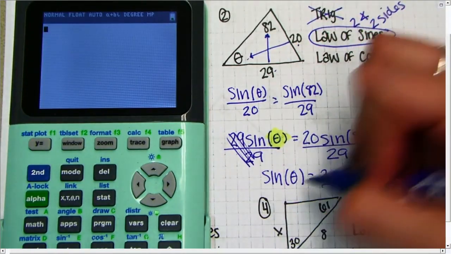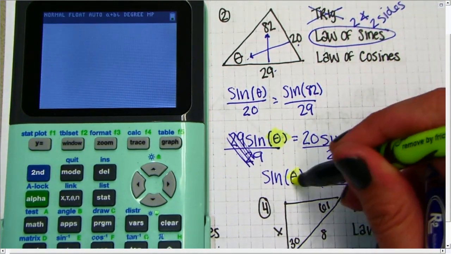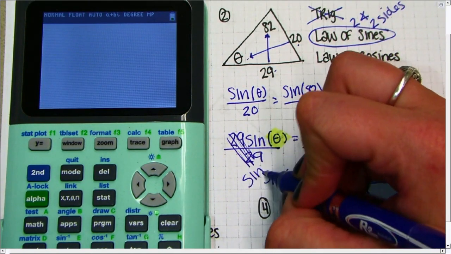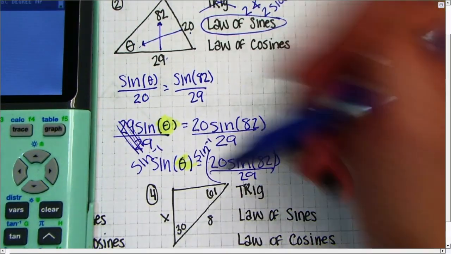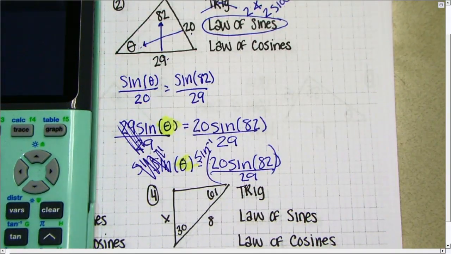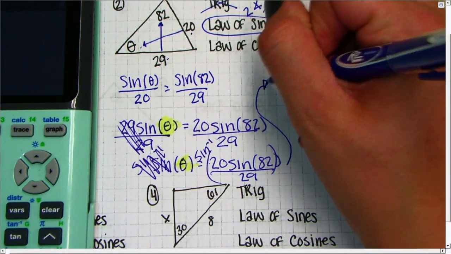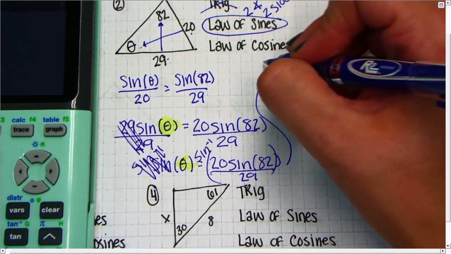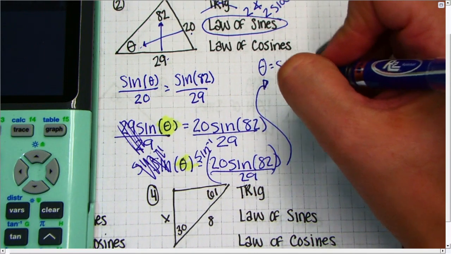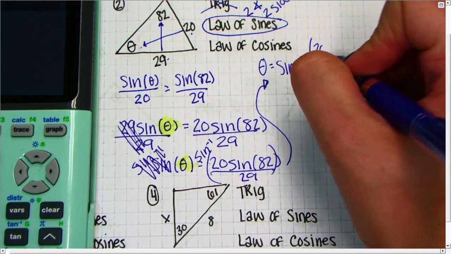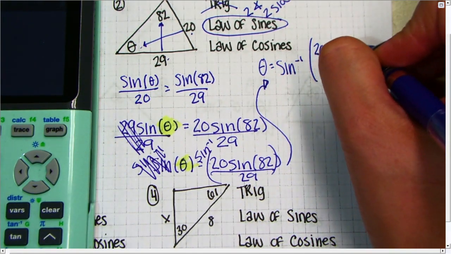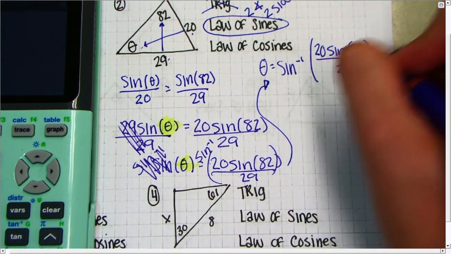To isolate theta, which is again our goal, I have to apply the inverse trig function to both sides. When I'm typing this into my calculator, it's going to look like a hot mess. Sine to the -1 and sine go away. I will write it up here because I ran out of space. Our theta value is going to equal sine to the -1 of 20 times sine of 82 all over 29.